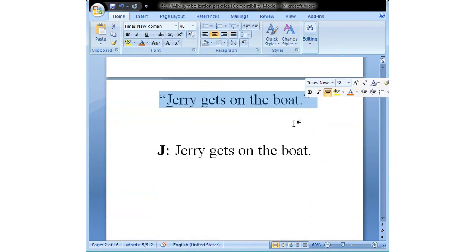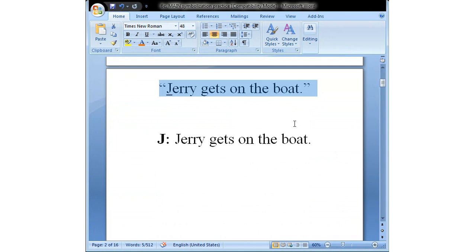Let's just test your terminology here. What kind of proposition is this? Jerry gets on the boat. Stop. What proposition is this? What sort of proposition? There's two types of propositions. What type is this?